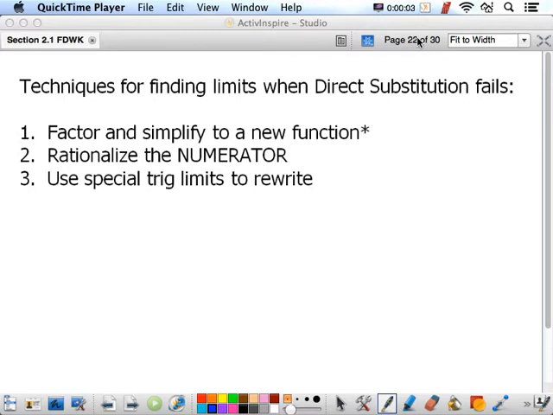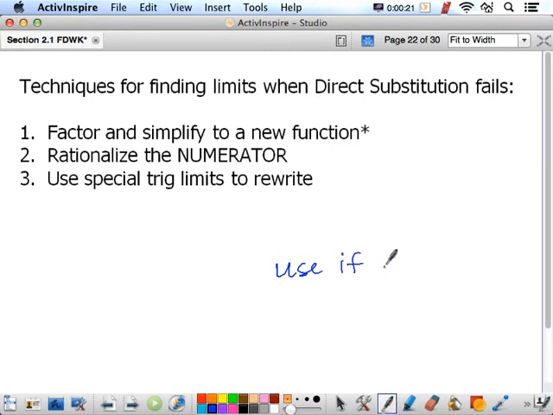Today we'll look at techniques for finding limits when direct substitution fails. Basically, these are the things you should try if you plug in the approaching number and you get 0 over 0. That's indeterminate form. So these are the techniques we should use if direct substitution yields 0 over 0.